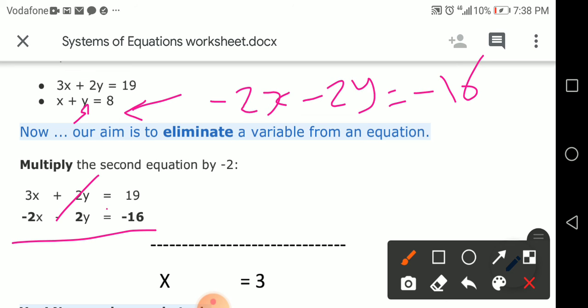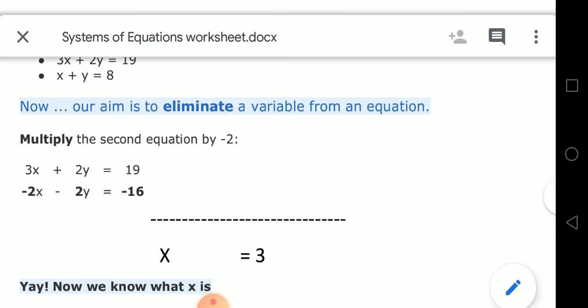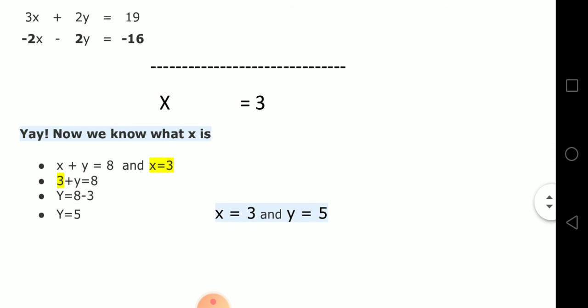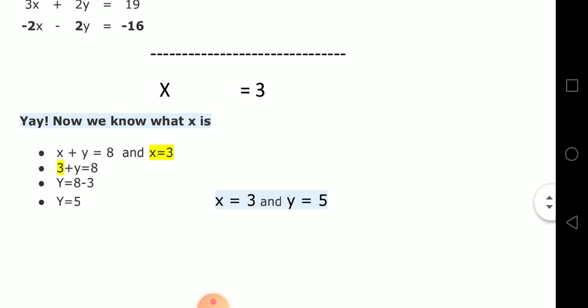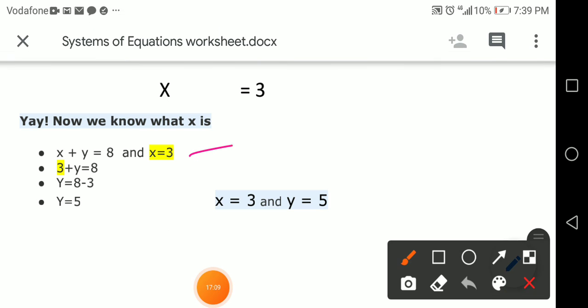So I want to eliminate both of them. Positive 2y is eliminated with the additive inverse, negative 2y. So 3x minus 2x gives me just 1x. 19 minus 16 gives me 3. So this is the answer, x equals 3. Very easy, right? Then we evaluate in another equation: x plus y equals 8, and I know x equals 3. So y will be 8 minus 3, y equals 5. And write the two, x and y, as the ordered pair (3, 5).